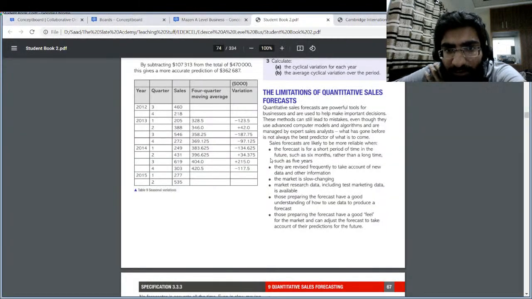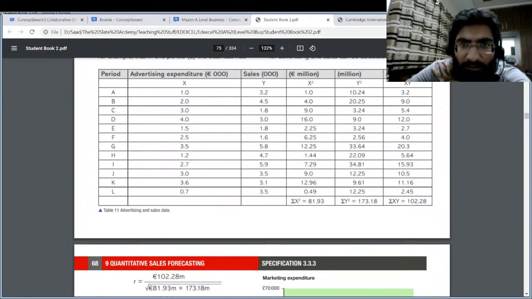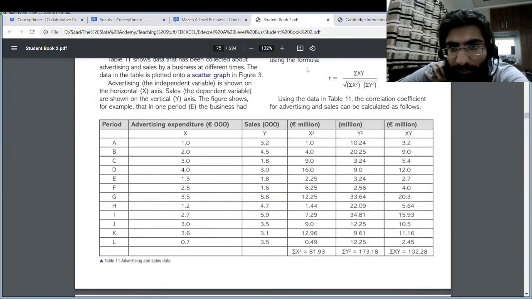Let me put it over here. Can you see the screen? Okay. So this is the formula: R is equal to sigma xy by under root sigma x squared times sigma y squared. The two variables over here are advertising expenditure and sales.